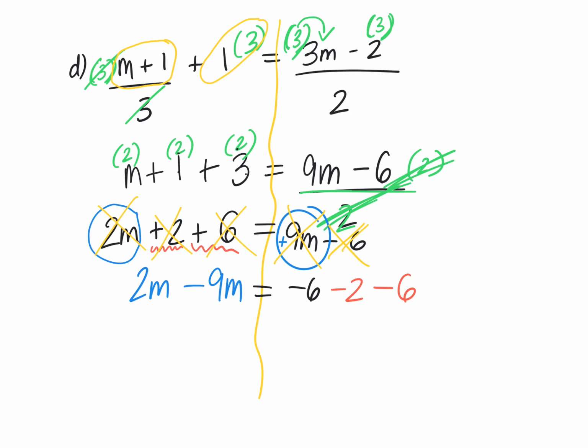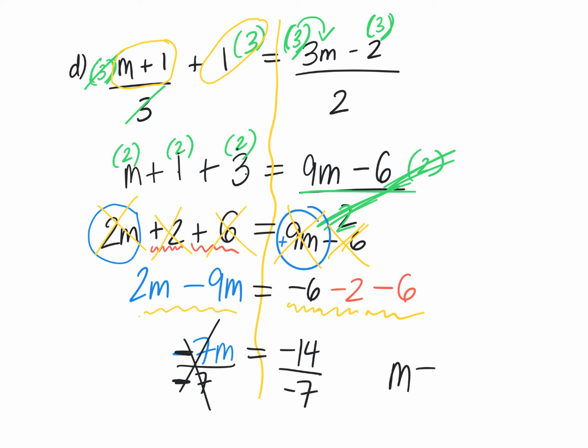Now to simplify it. What's 2 take away 9? Negative 7. What is negative 6 take away 2 take away 6? Negative 14. What do I need to do to both sides now to isolate my variable? Divide by negative 7. If it's a negative, you need to divide by itself to get rid of it. So I have to divide this by negative 7. I'm left with m equals positive 2, because a negative divided by a negative is a positive.